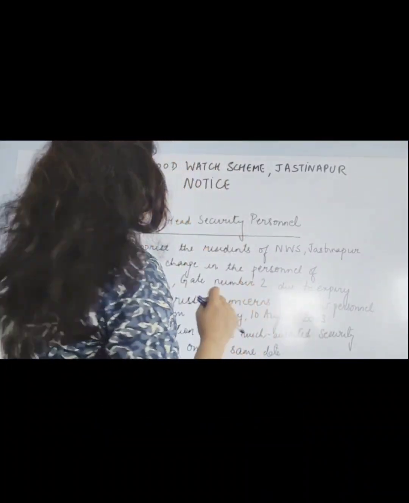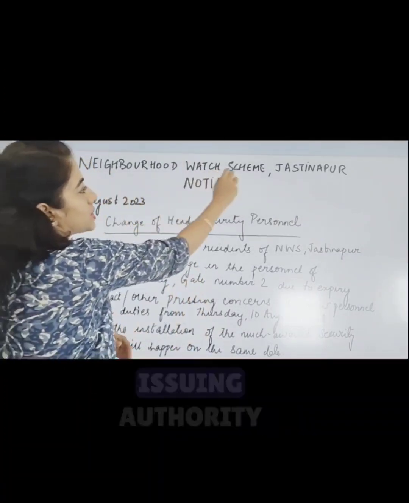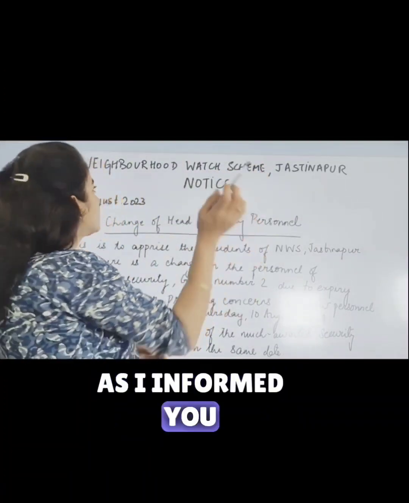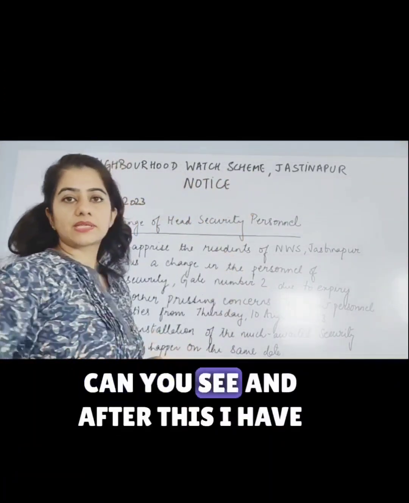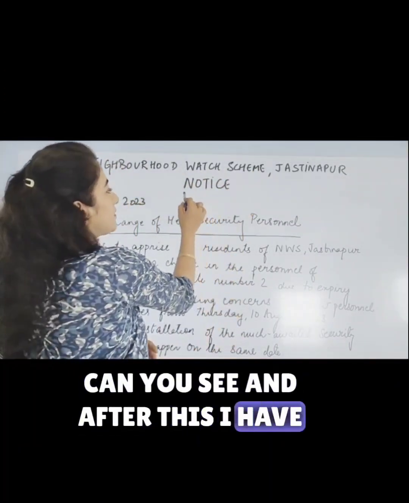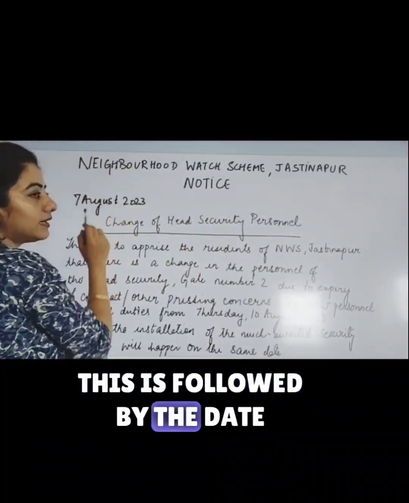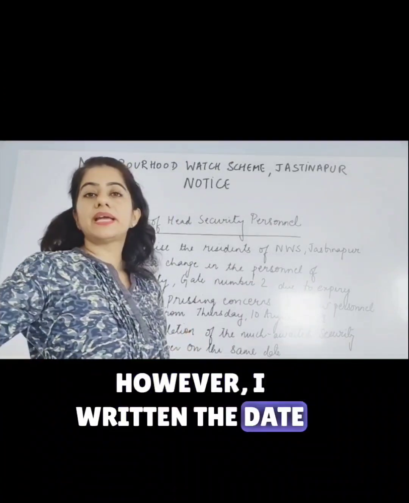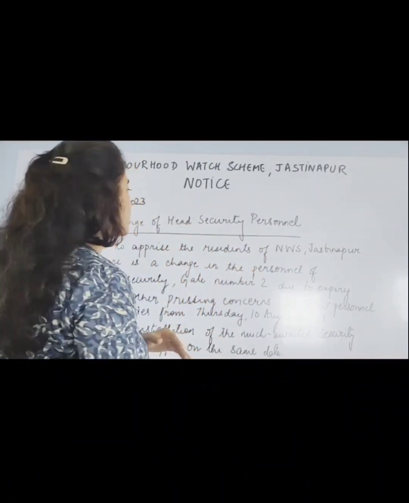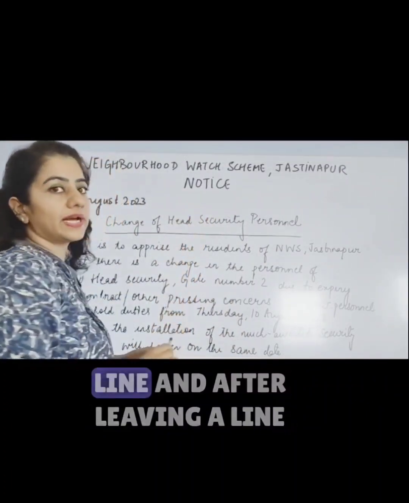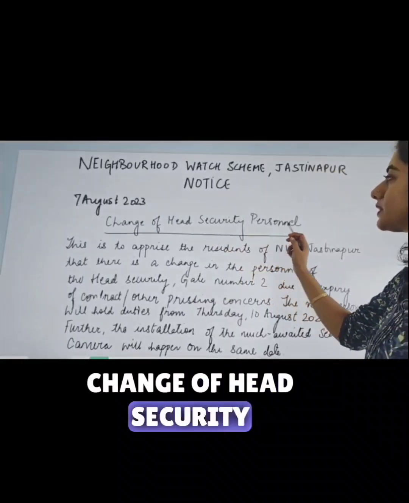All right, now first thing that I've written in this box is the name of the issuing authority. As I informed you, name of the issuing authority is Neighborhood Watch Scheme, Justinapur. Can you see? And after this, I have written the word NOTICE in capital. This is followed by the date. I have written it in expanded form, 7th August 2023. After this, you have to leave a line, and after leaving a line, what do you have to write? Change of head security personnel.